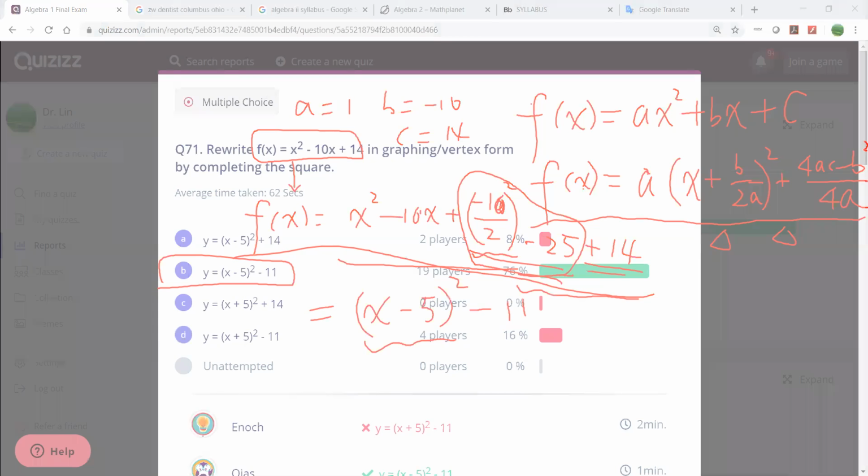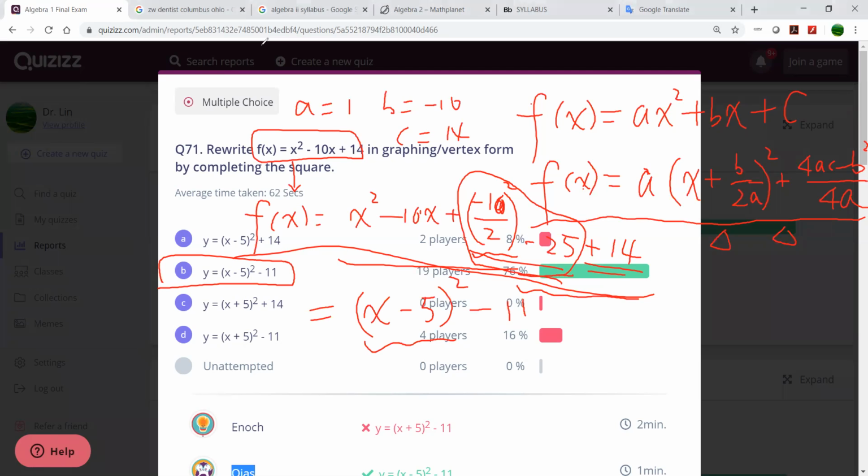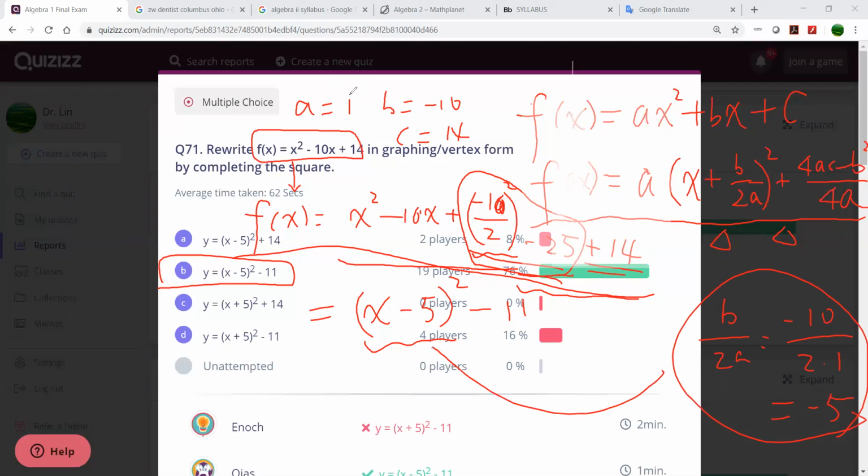Right? So someone did wrong here. Something like here, quickly see Enoch. Okay, so obviously it's not plus 5, right? It's minus 5 here. Because this part is what? If you know A and B is -10, right? B is -10, and B over 2A here is -10 over 2 times 1, so also -5. Right? So, okay, got it?